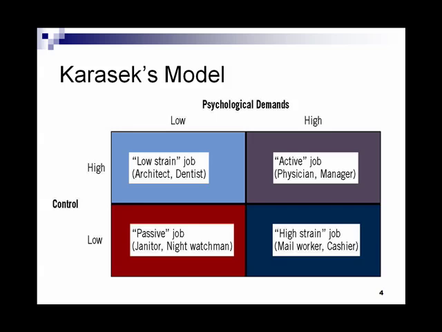You really don't want to be in a high strain job where you have no control but a lot of demands. That's probably the worst place to be, and that's what Karasek's research, as well as other people who test this model, tell us. But you also don't want to be in a passive job where you have no demands and no control. That's also an area that can be very stressful. If you have to, you want to be kind of up on the top. An active job is what I would consider my own. I have a lot of control, but a lot of demands.